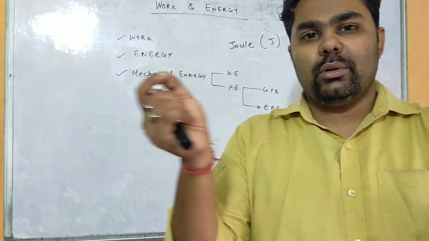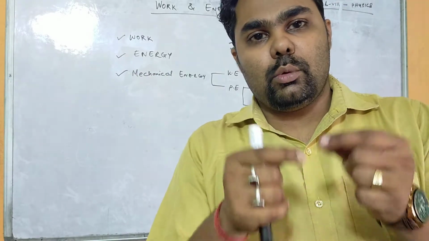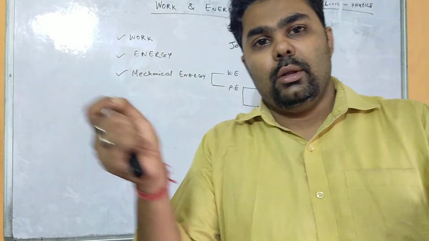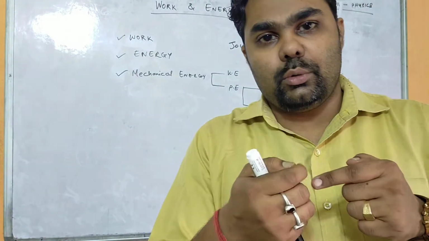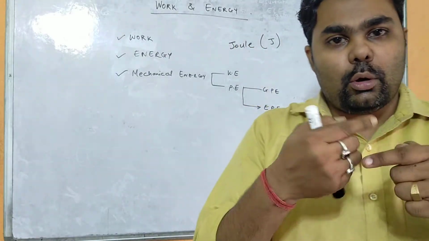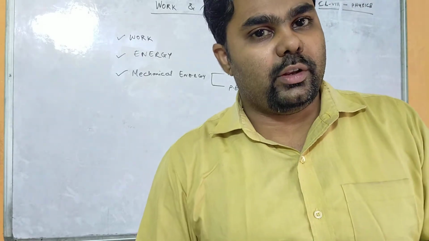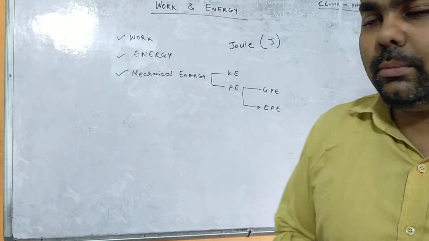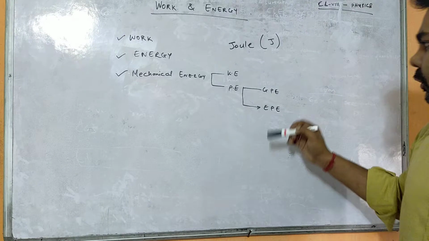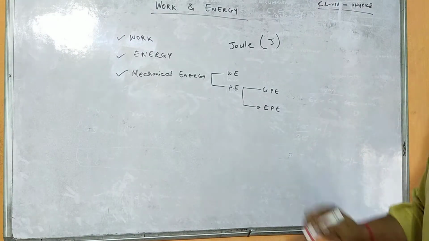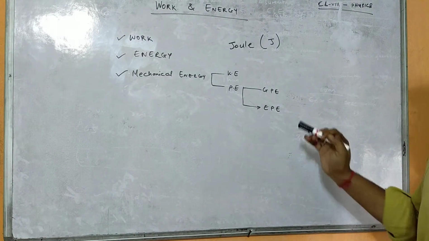That means the rubber was trying to close, but you have done work in stretching that rubber, so you have done opposite work. You have applied opposite force, and that opposite force is being converted into elastic potential energy. So you will see the definitions from your textbook nicely, and you need to remember GPE and EPE, that means gravitational potential energy and elastic potential energy.